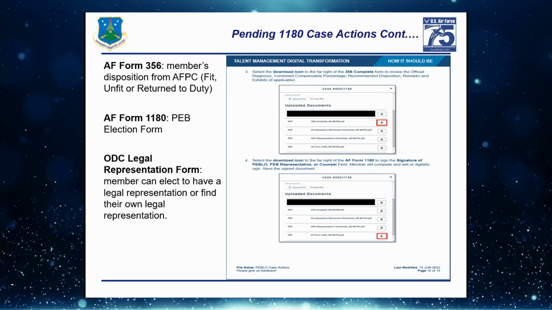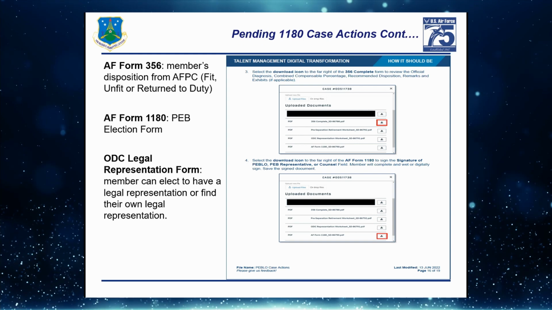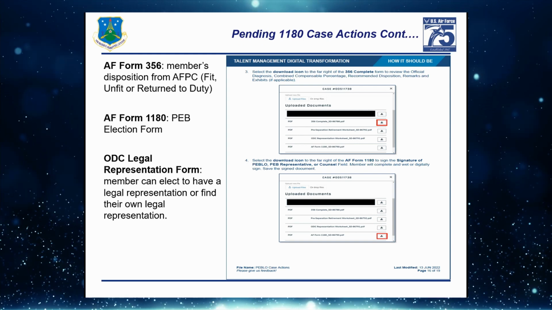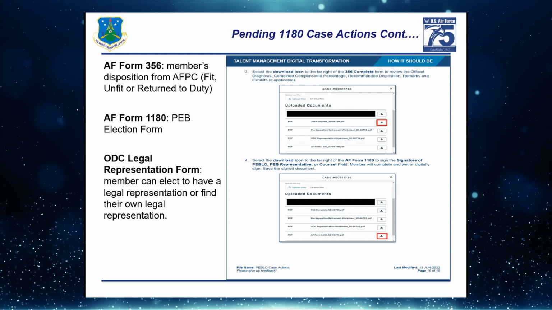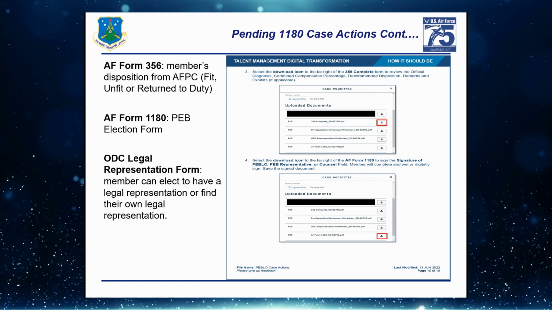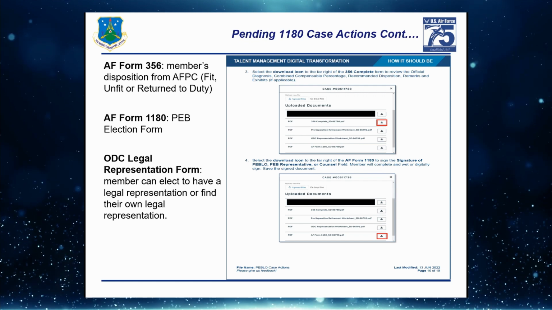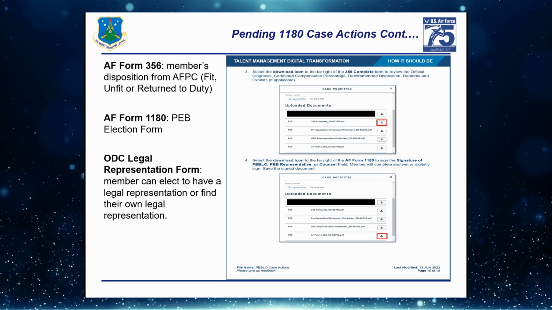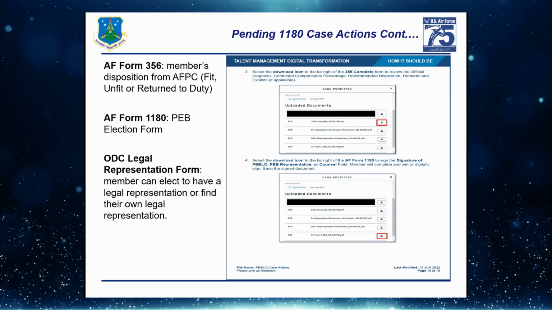Step four is where you'll select the download icon to the far right of the Air Force Form 1180. And this is where you sign the signature of the PEBLO, the PEB representative or counsel field. The member will also need to complete this form, and they're going to wet or digitally sign the bottom, and you'll save it in the signed documents.